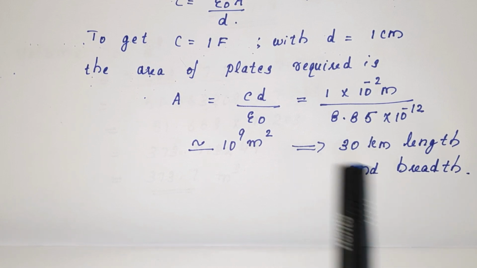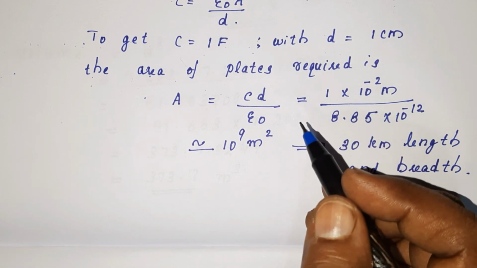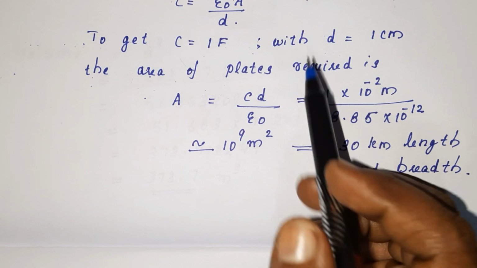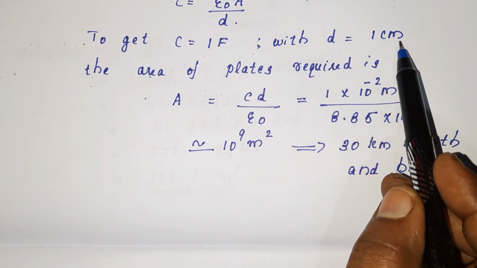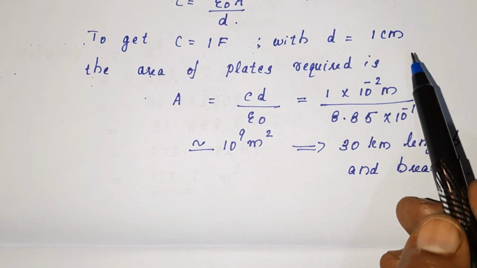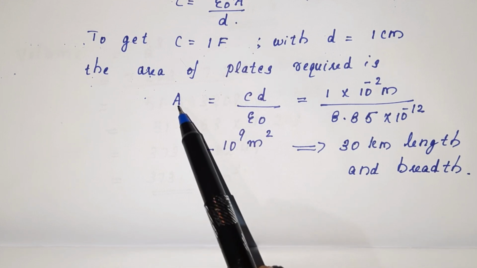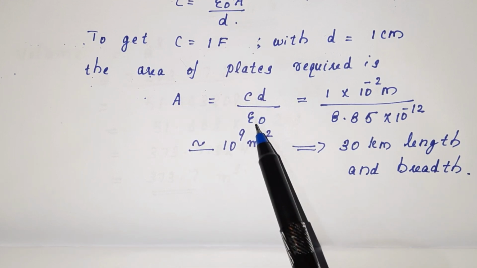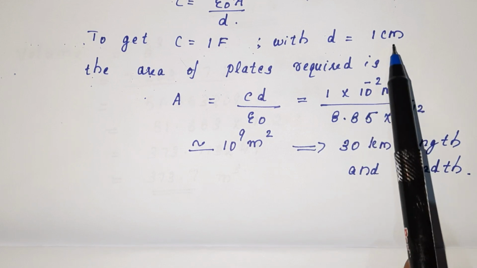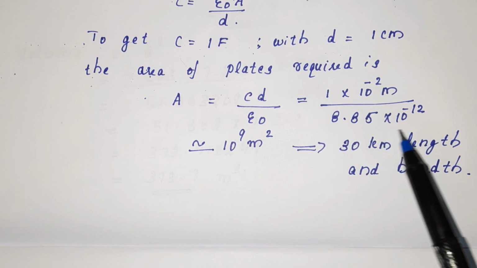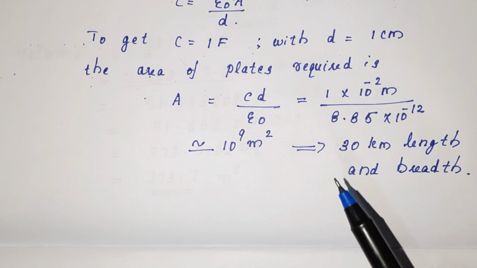To show that, here we have a calculation. Let's assume we need to make a capacitor whose capacitance is 1 farad, and we keep the distance between the two plates as 1 centimeter. Let's see what area of plates is required. From this equation, A is equal to C D by epsilon 0, which is equal to 1 into 10 raised to minus 2, with 1 centimeter converted to meter, divided by epsilon 0. We get around 10 raised to 9 meter square.